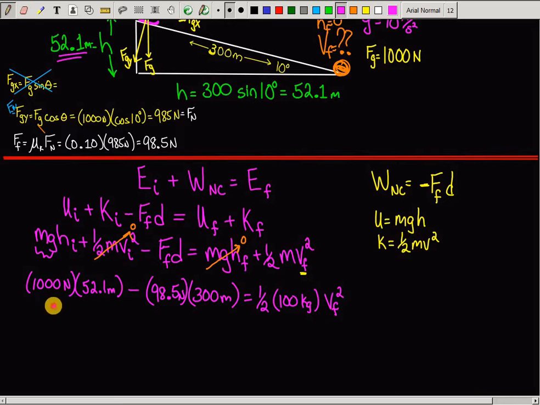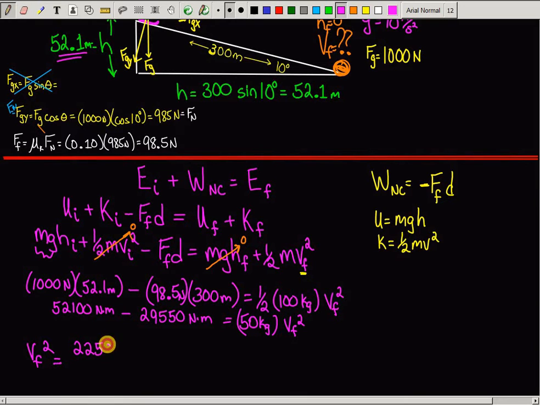So multiply these together. You get 52,100 Newton meters minus 29,550 Newton meters equals 50 kilograms times VF squared. So VF squared equals the 52,100 minus the 29,550. That works out to be 22,550. Let me correct that. 22,550, and we're going to divide by the 50 kilograms.